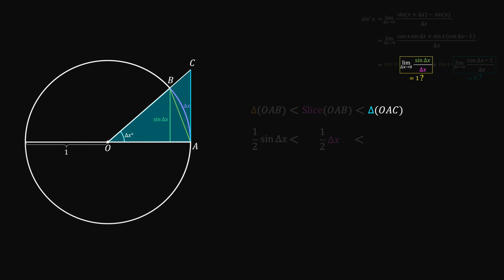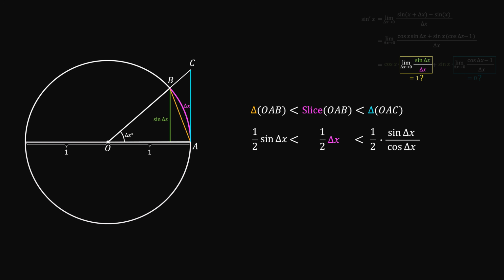Finally, the area of triangle OAC equals 1/2 times the length OA times the height CA. OA is 1. CA over OA is tangent delta x. OA is 1. Tangent is the ratio of sine over cosine. Hence, CA is this ratio. 1/2 can be crossed out. All we need is to divide over sine to make the ratio appear.